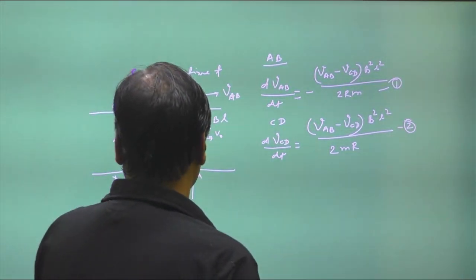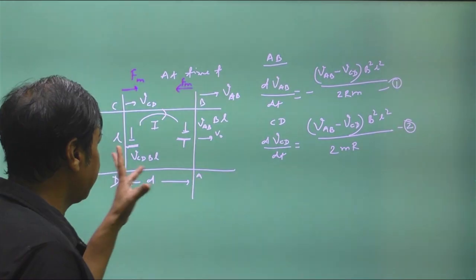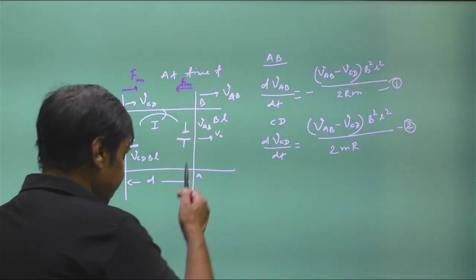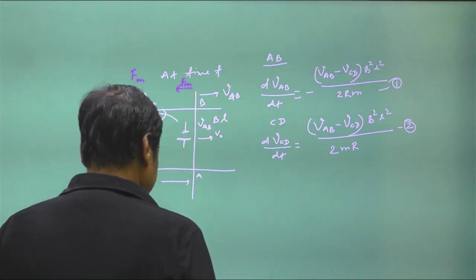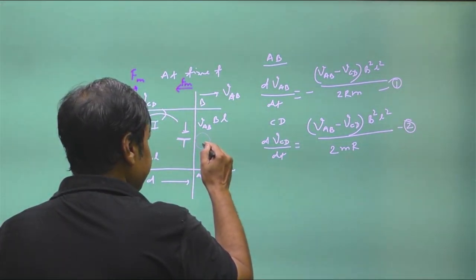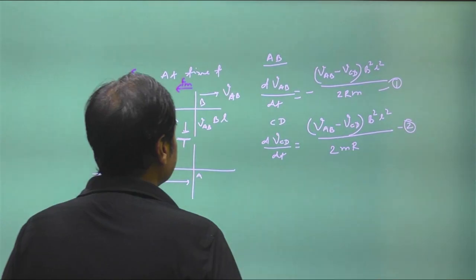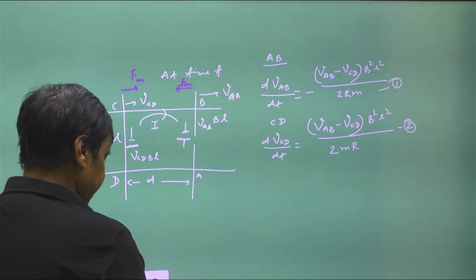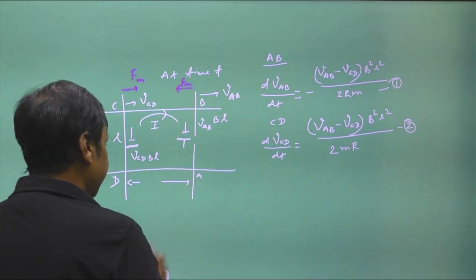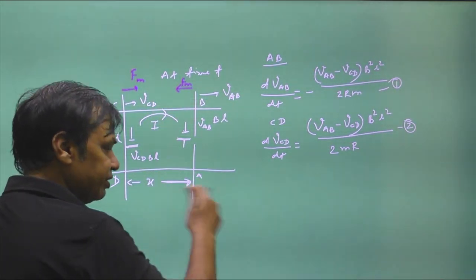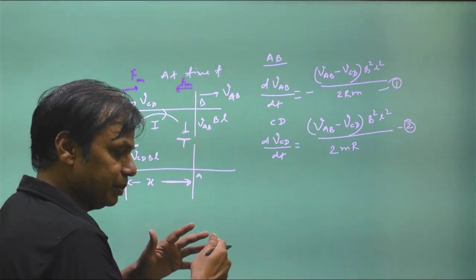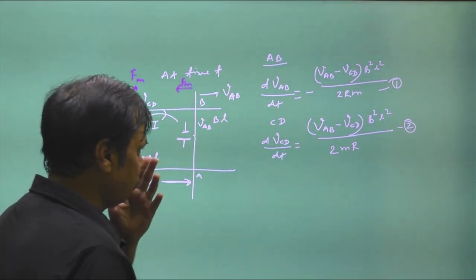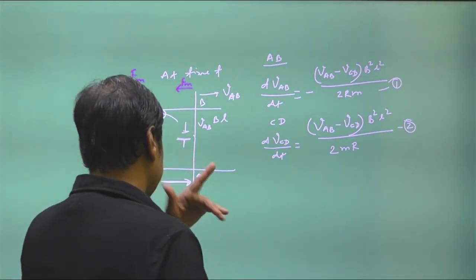The problem here is it was the picture at the initial moment. The velocities are VAB and VCD, and the length is not d perhaps at this moment. D was at the initial moment. Its length has become x now.